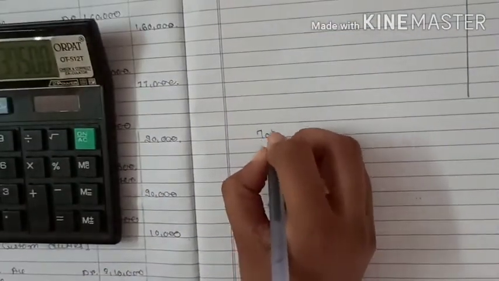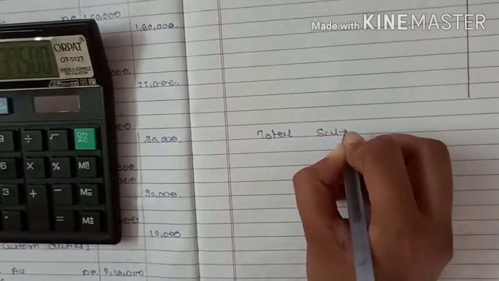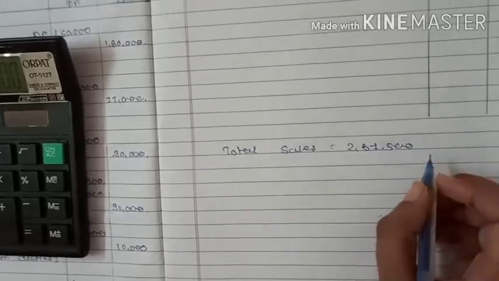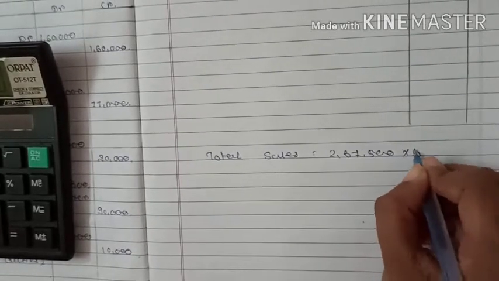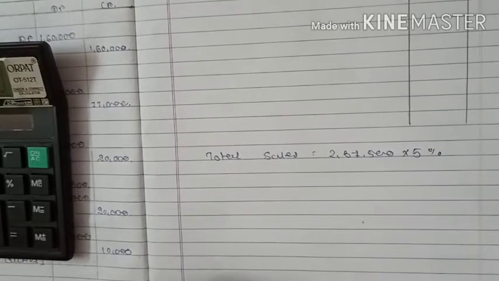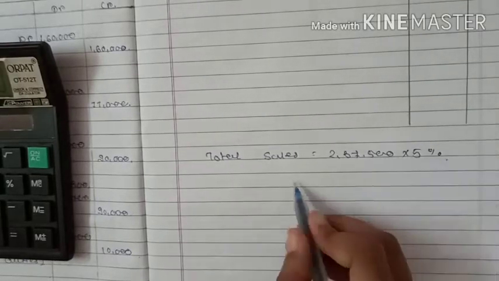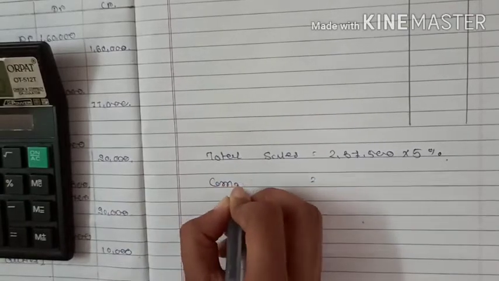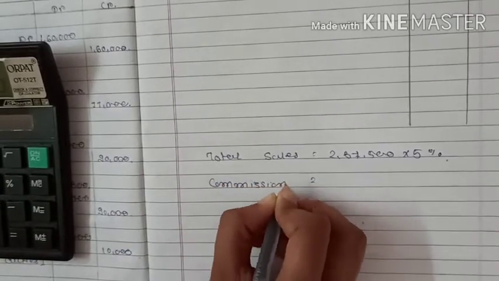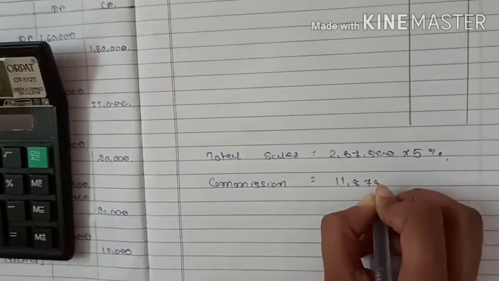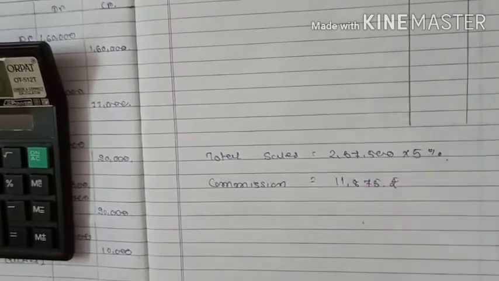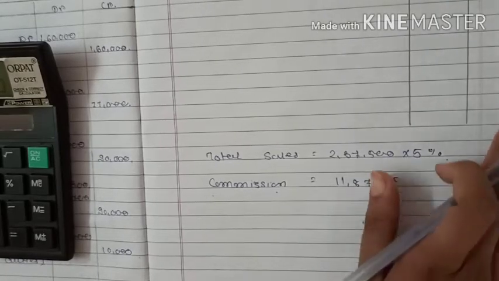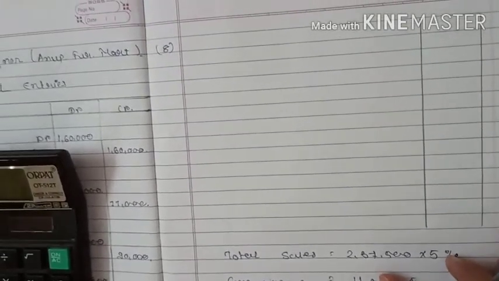So we are writing down total sales 2,37,500, on which the consignee will get a 5% commission. So the commission amount is 11,875 rupees. Commission amount is 11,875 rupees. So let's write it down.